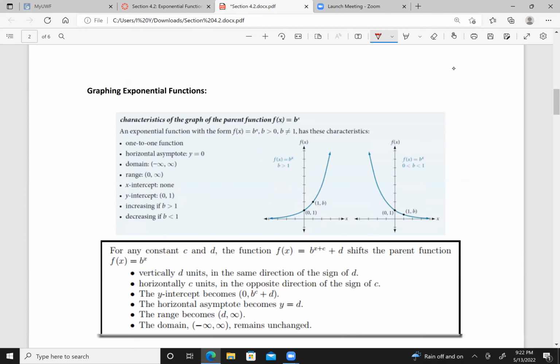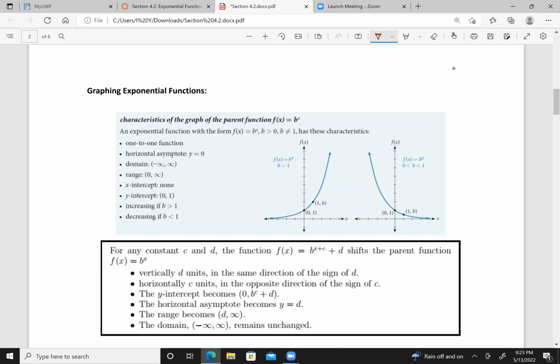So let's look at the graphs of exponential functions. An exponential function in the form f of x equals b to the x, where b is greater than 0 and b does not equal 1, has these characteristics. First of all, it's a one-to-one function. Secondly, it has a horizontal asymptote at y equals 0. The domain, the x values, are negative infinity to infinity. The range, since it has that asymptote at y equals 0, is from 0 to infinity. It does not cross the x-axis. It crosses the y-axis at (0, 1).